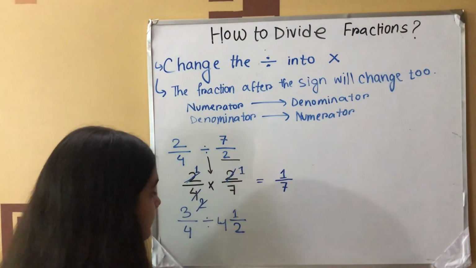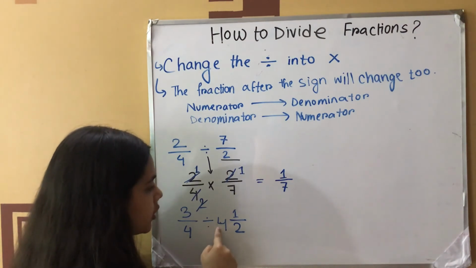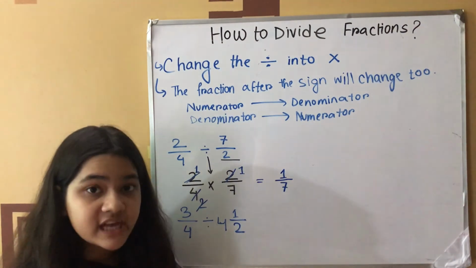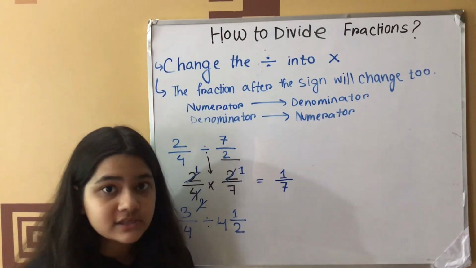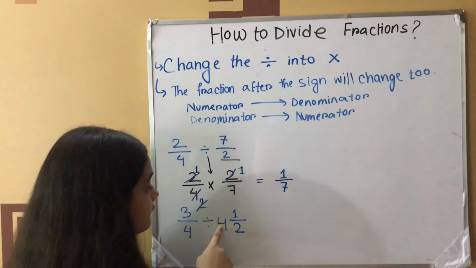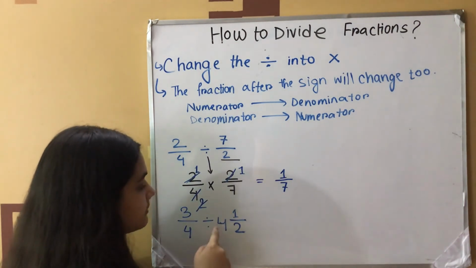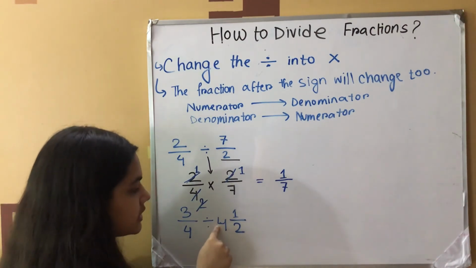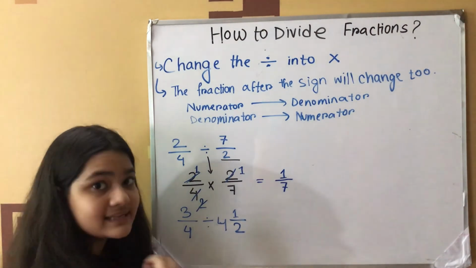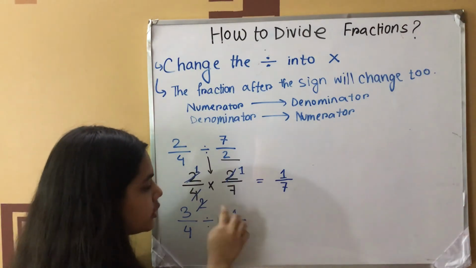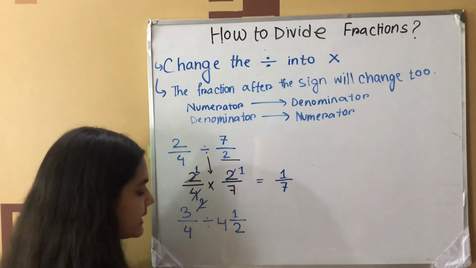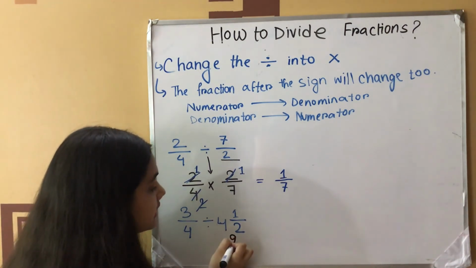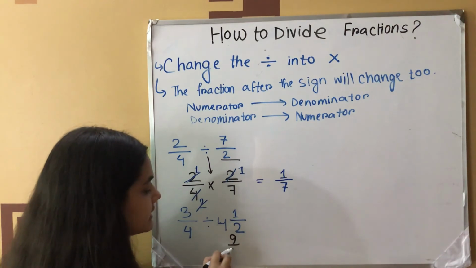Let's solve another one. 3 by 4 divided by 4 whole 1 by 2. So we are going to change the mixed fraction into improper fraction so that it is easier for us to solve the division. 4 whole 1 by 2. To make it improper fraction, we are going to multiply the denominator with the whole number. 2 multiplied with 4 is 8. And then we will add the numerator. 8 plus 1 we get 9. And the denominator will remain the denominator.